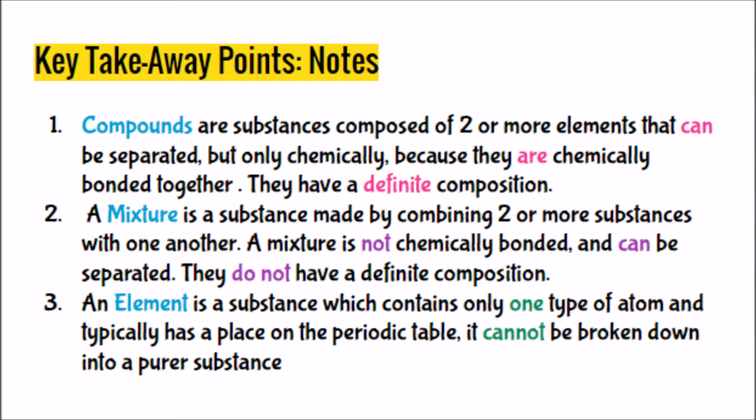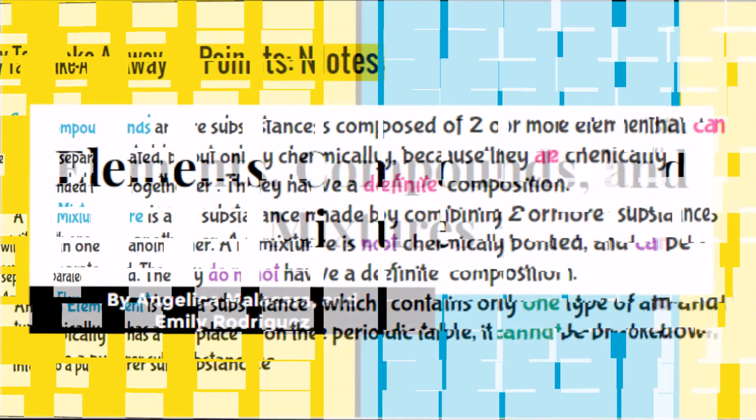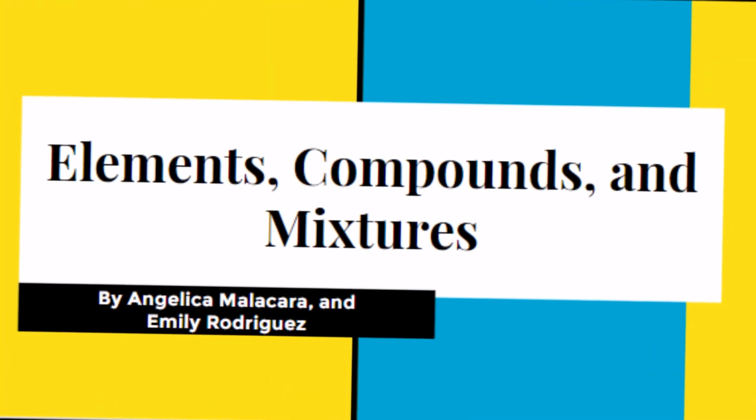And number 3, an element is a substance which contains only one type of atom and typically has a place on the periodic table. It cannot be broken down into a purer substance than that.